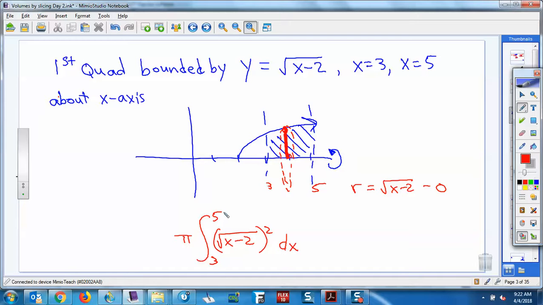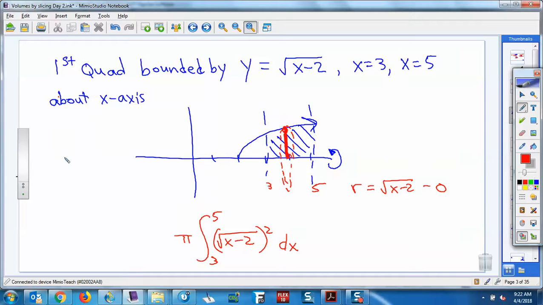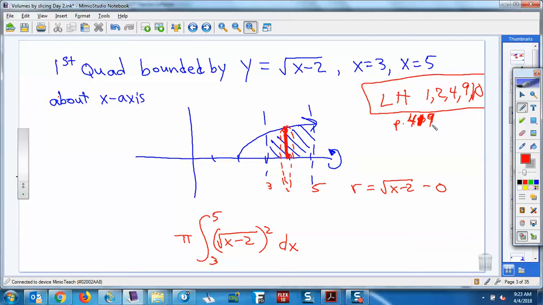Okay. All right. So for tomorrow, I think it's the next line on there. I think it's LH, 1, 2, 4, 9, and 10. It's on LH, I think it's page 409. Does that sound right? No, it's 419. 419. 1, 2, 4, 9, 10.